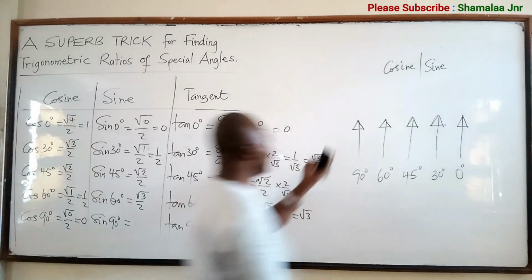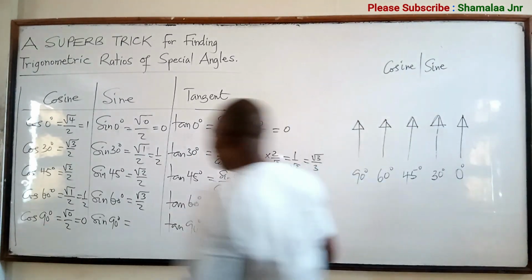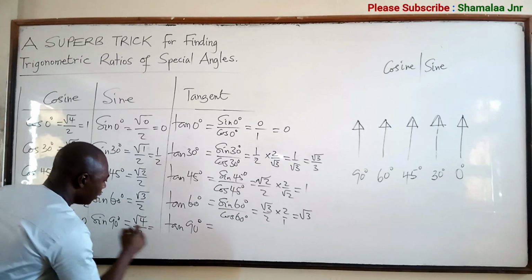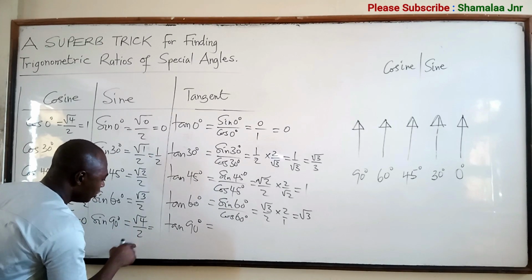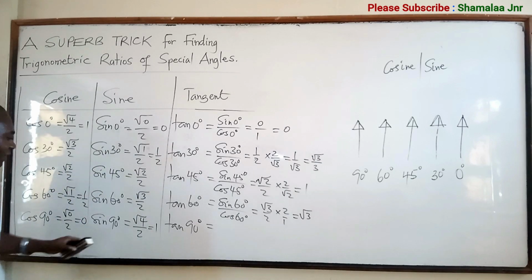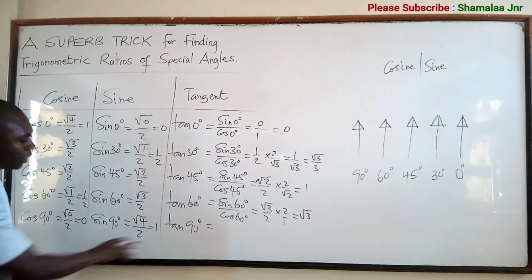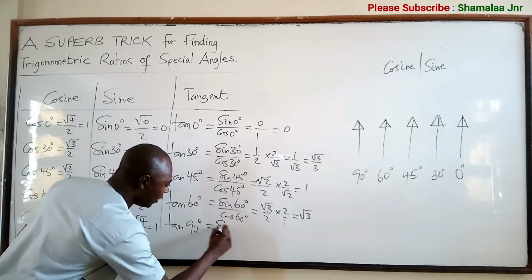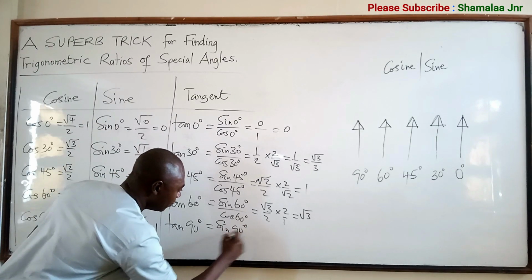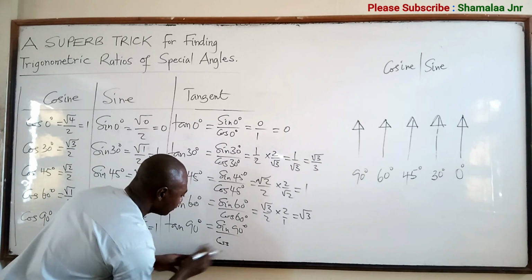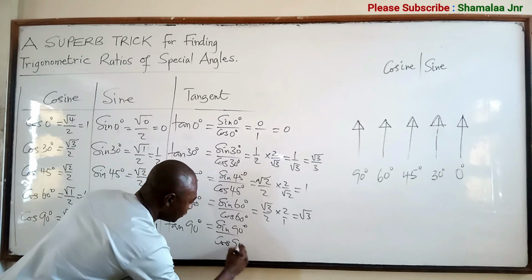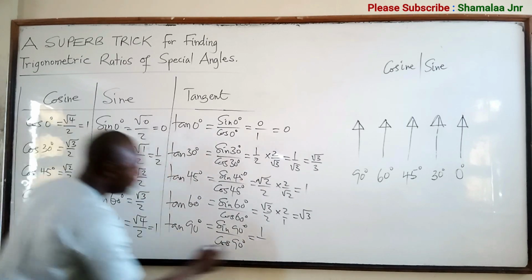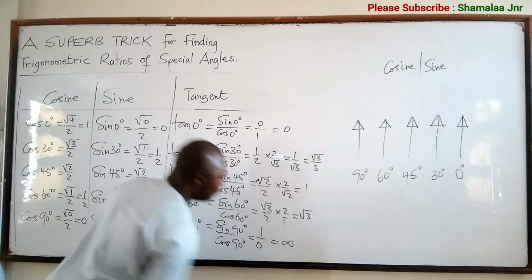Now what about sin 90 degrees? You cover this one. So square root of 4 over 2. And square root of 4 is 2, divided by 2 is 1. So it means that sin 90 degrees is equal to 1. Then finally, tan 90 degrees is equal to sin 90 degrees over cos 90 degrees. Sin 90 degrees is 1, divided by cos 90 degrees is 0. And this one will give us infinity.